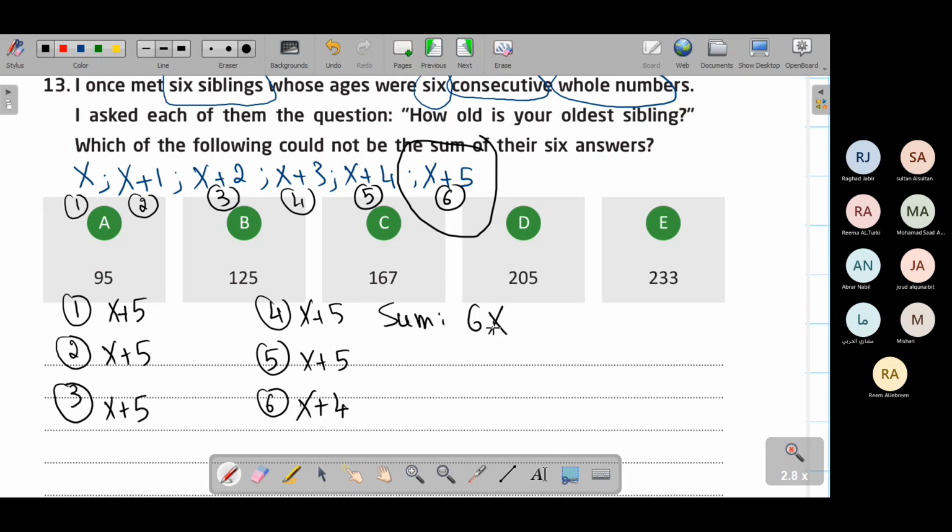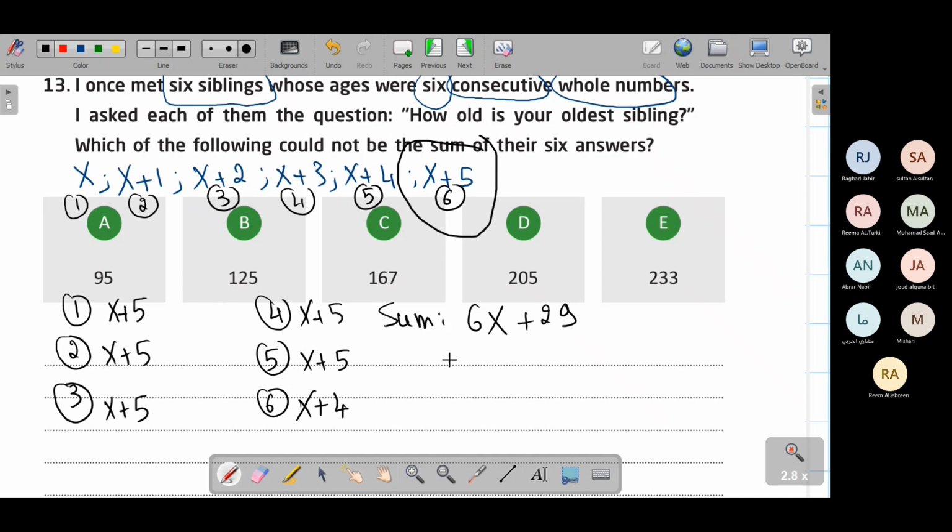So it's 6x. 5 plus 5, 10 plus 5, 15 plus 5, 20 plus 5, 25, and plus 4, 29. So I think what you do is subtract 29 and divide by 6 for each number. Yes, exactly, because x is a whole number.